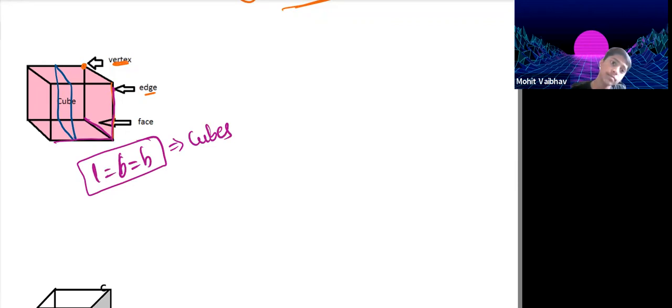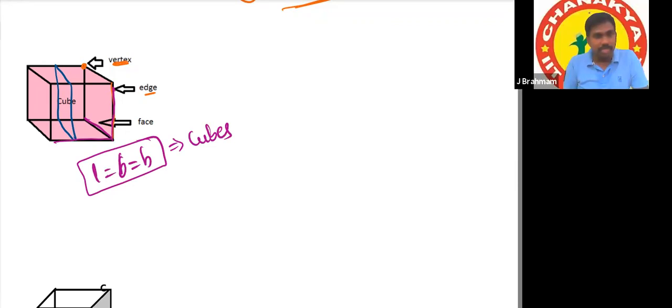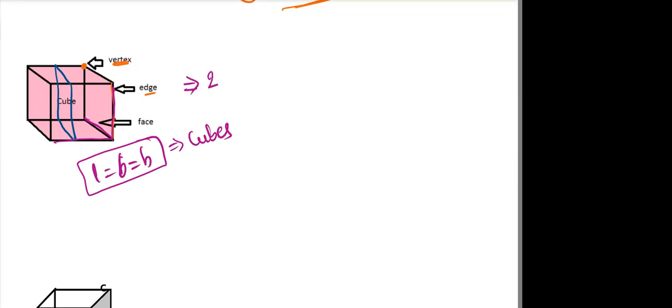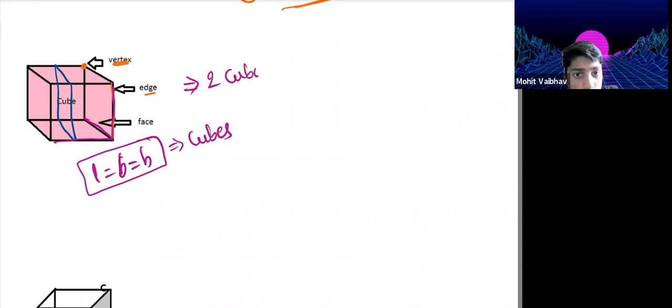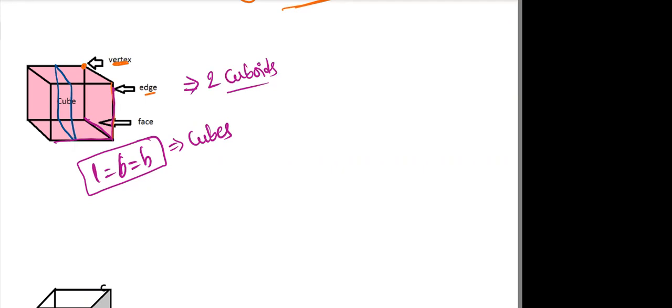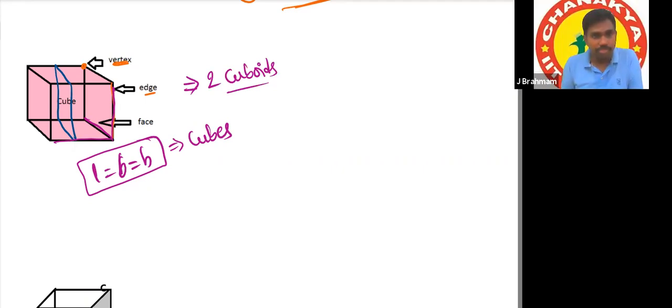If we cut this cube in half, the resultant pieces are not cubes. Then we call them cuboids. How many cuboids will there be? 2 cuboids. So one cut will form 2 cuboids.